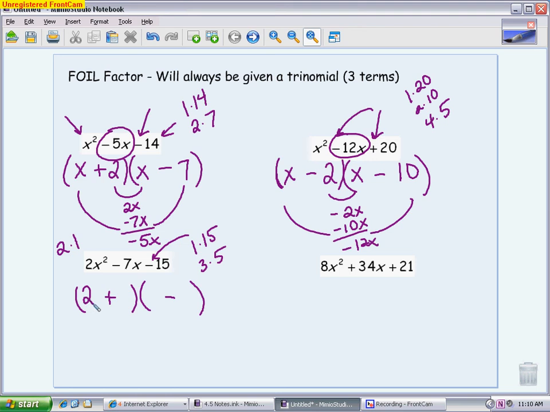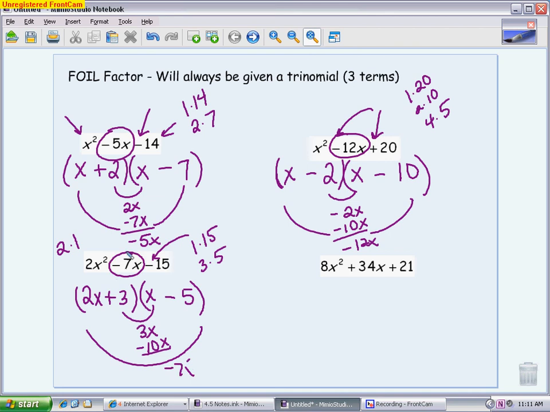The correct answer is it ends up being a 2x plus 3 and an x, or 1x if you want, minus 5. And the way I know that this is the correct combination is I check my inner is 3x, my outer is negative 10x, and when I combine those, I get negative 7x, which is the middle term.